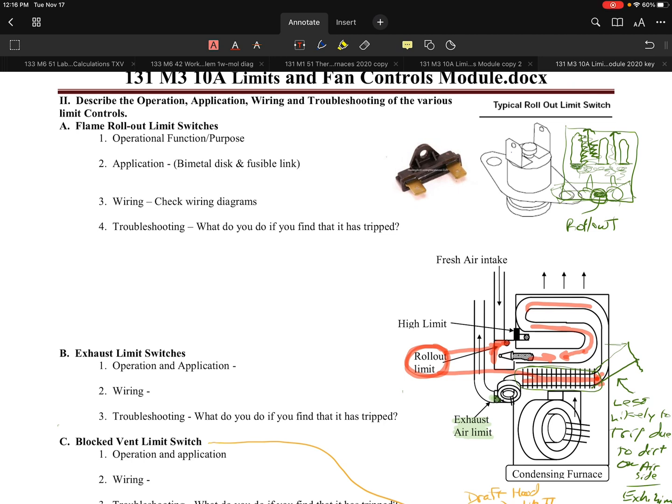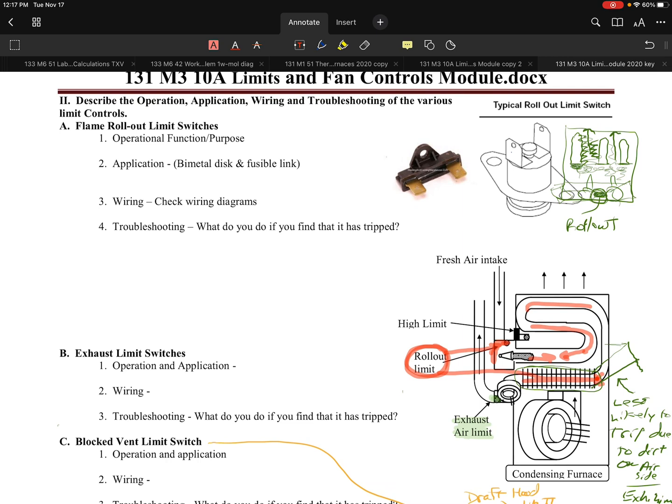Let's take a look at the last section on the 131M310A limits and fan controls module. This particular page already has a few notes specific to it. Up until now, we've talked about the high limit and the fan controls, and now we're primarily going to hit on the remaining limits that would typically go in here, on a typical unit, whether it's a rooftop, a boiler, a forced air furnace, whatever that might be.